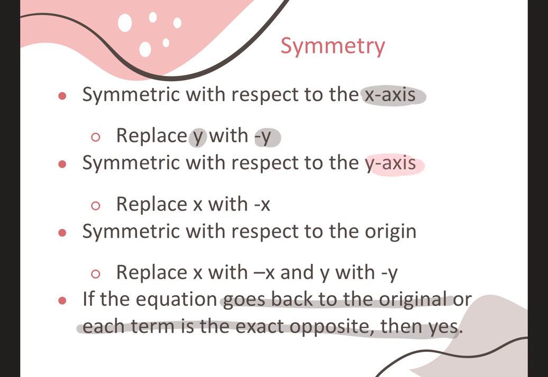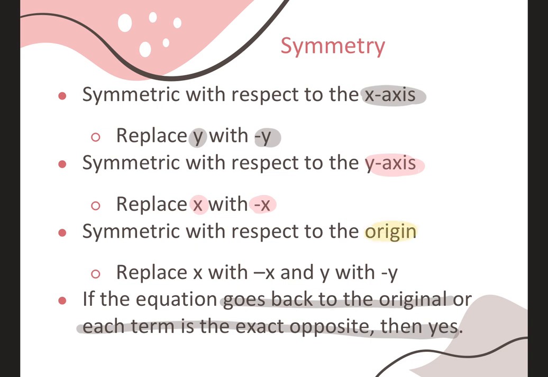For the y-axis symmetry, we're doing the opposite. We're plugging in a negative x in place of the x. We're simplifying the equation. If it goes back to the original, or every term is the exact opposite, then it has symmetry to the y-axis.